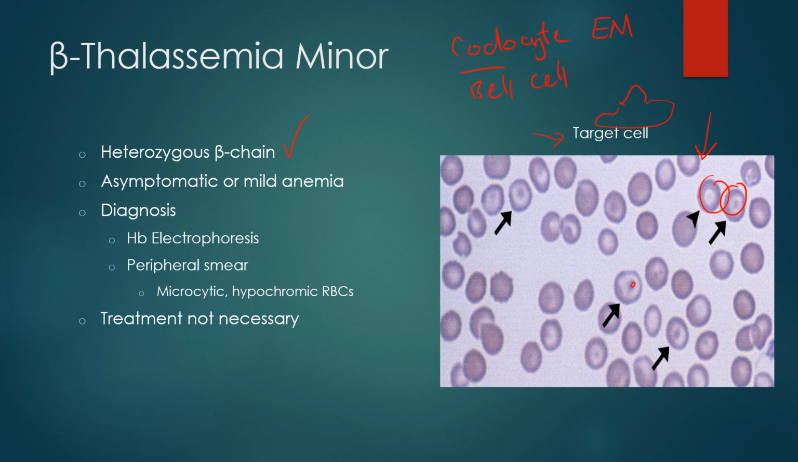This is when only one allele of the beta chain is affected. It could be asymptomatic or a mild anemia in patients. The diagnosis is just like the beta thalassemia major, is a hemoglobin electrophoresis. On peripheral smears, you're going to see hyperchromic microcytic RBCs. There is no treatment necessary because typically it's either asymptomatic or it's going to be very mild.